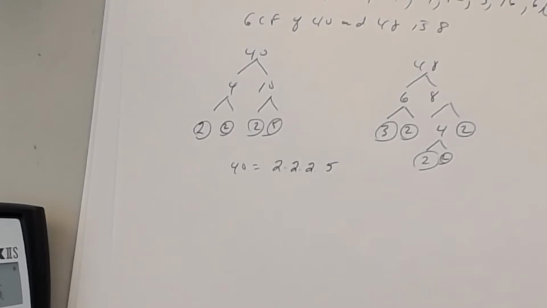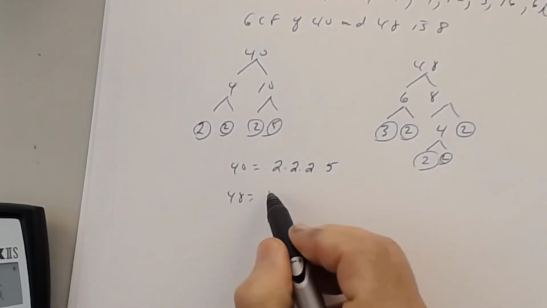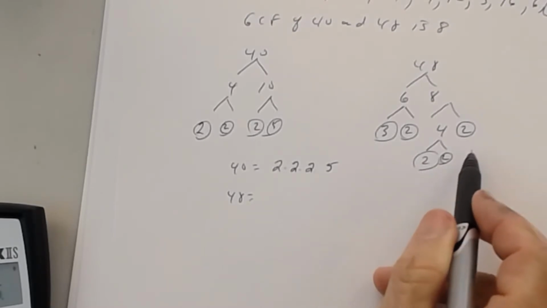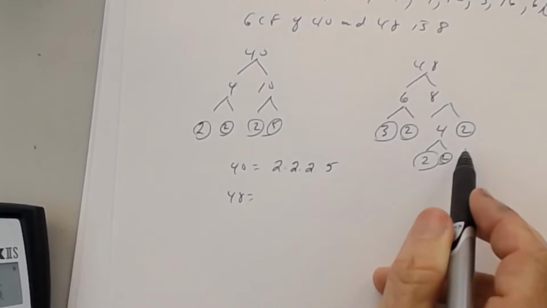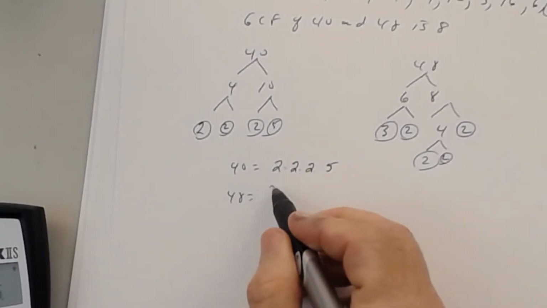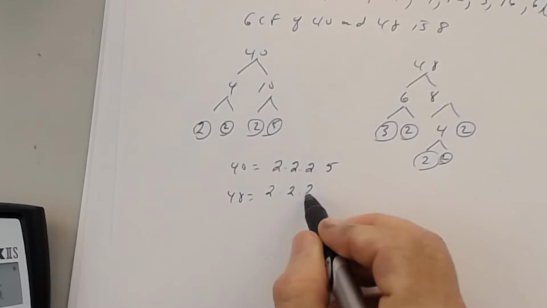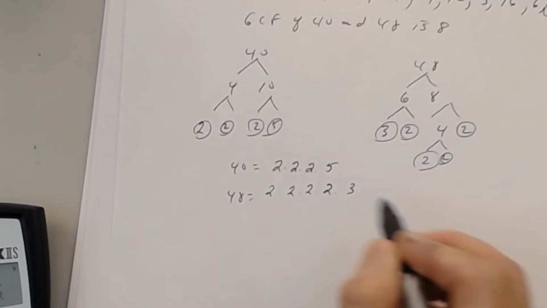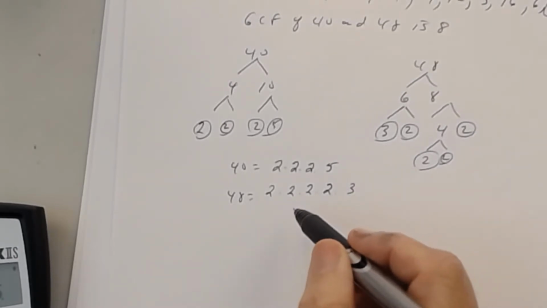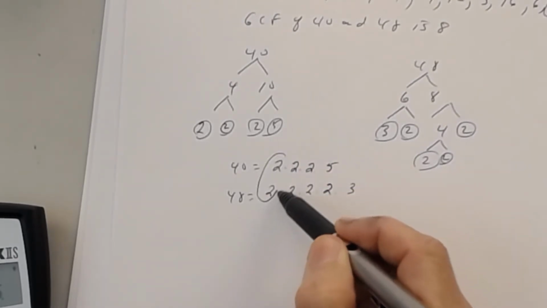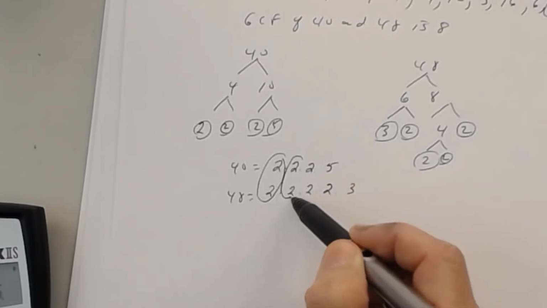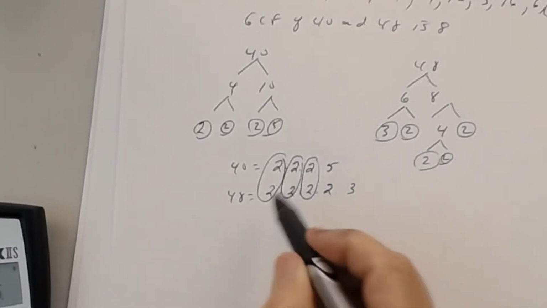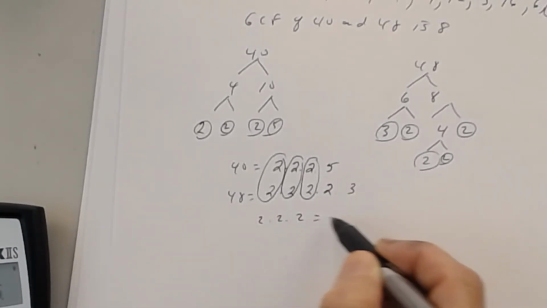And I'm done. So 48 is, and put them in order, 2 times 2 times 2 times 2 times 3. Always put them in order because that's going to help you. Notice what I'm doing. I'm going to circle the common factors. Here's one set, here's another set, here's another set, and that's about it. So that's 2 times 2 times 2, which is 8.